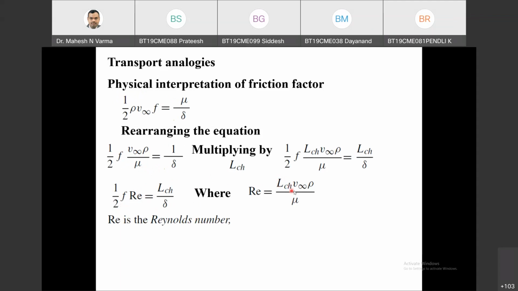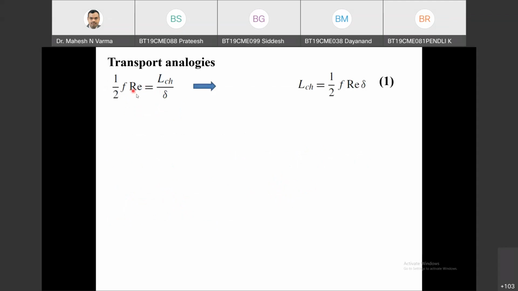Here also you can say L_CH V infinity rho by mu, where L_CH is the diameter for a pipe. So it is easy to understand: half friction factor into Reynolds number equals L_CH divided by delta, where delta is the momentum transfer boundary layer thickness. Rearranging this equation, the characteristic length, the diameter in a pipe or whatever the characteristic length of the system, will be equal to half friction factor into Reynolds number into delta, where delta is the momentum transfer boundary layer thickness.